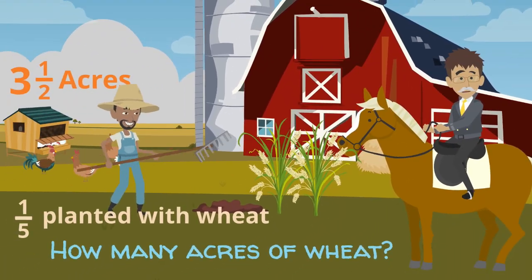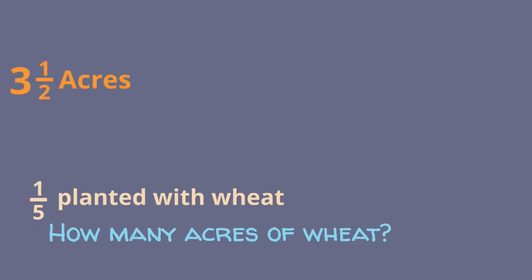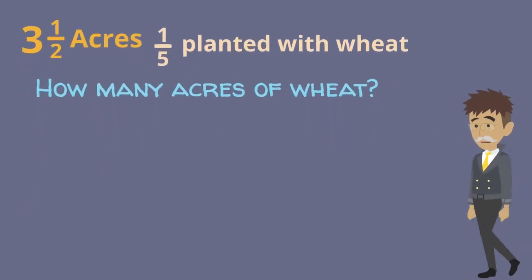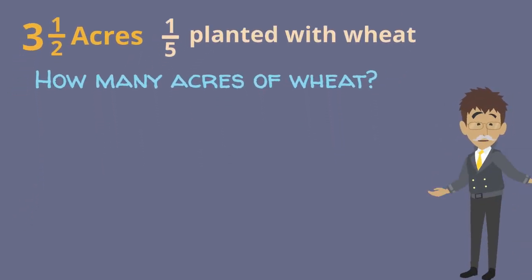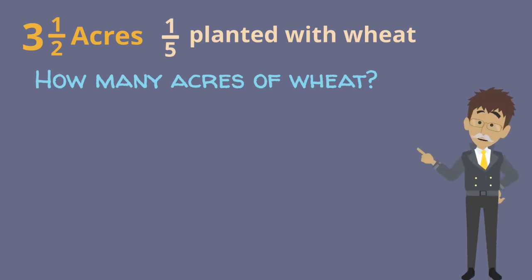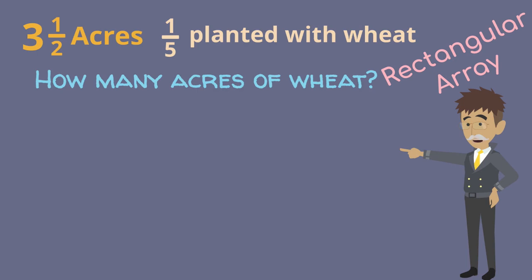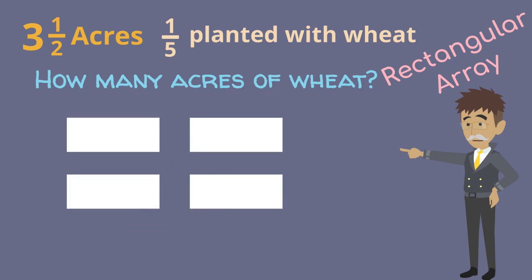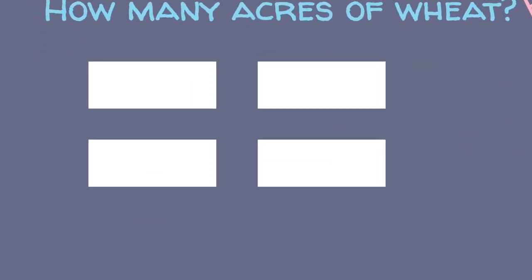Finally, let's look at the farm. I have 3 1/2 acres of land and want to plant 1/5 of it with wheat. I will use a similar but different rectangular array. First, I will draw 4 rectangles. I will divide the last rectangle in half to represent the 3 1/2 acres.